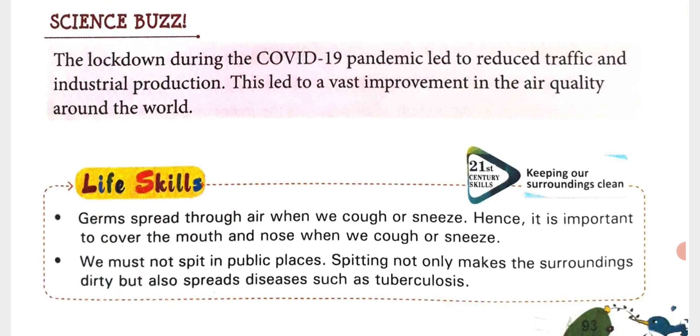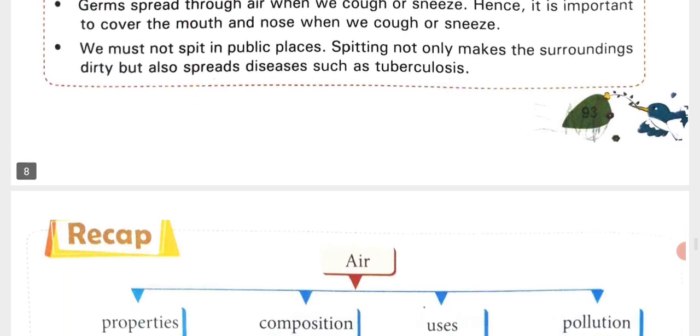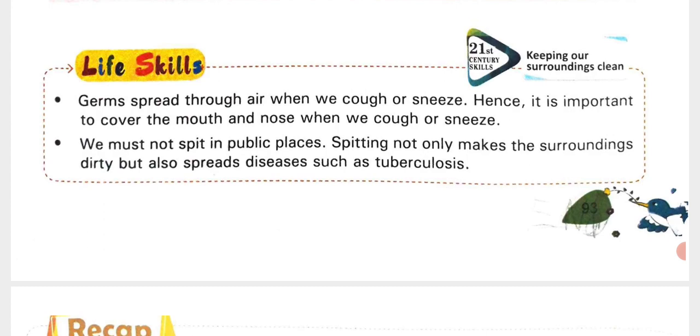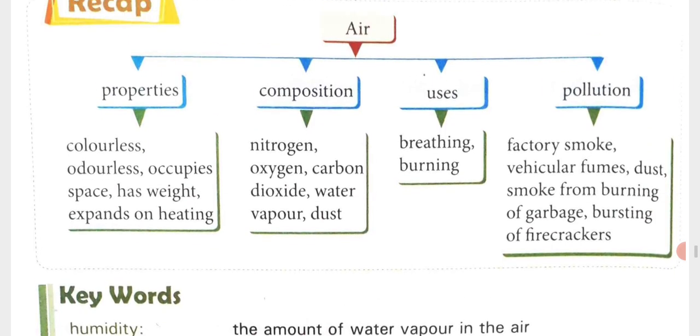The lockdown period in the COVID-19 pandemic led to reduced traffic. That led to a vast improvement in the air quality in the world. Now, a life skill: germs spread through air when we cough or sneeze. It's important to cover our mouth and nose. We must not spit in public places, otherwise it could spread diseases like tuberculosis.